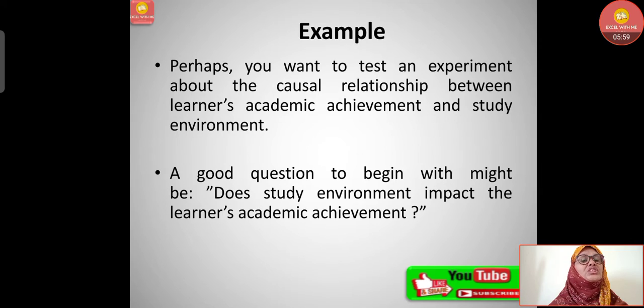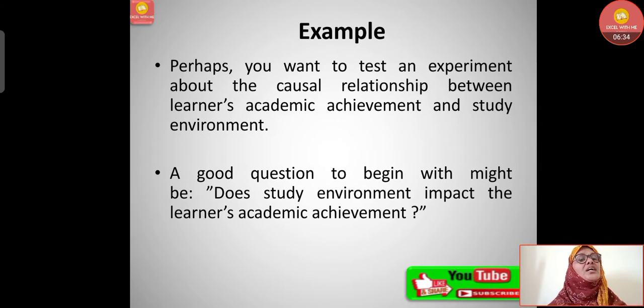What kind of question do we have to ask? Perhaps you want to test an experiment about the causal relationship between learners' academic achievement and study environment. If you want to take some experiment, you have to see the causal relationship. The study environment is affecting the learner. A good question to begin with might be, does study environment impact the learner's academic achievement?